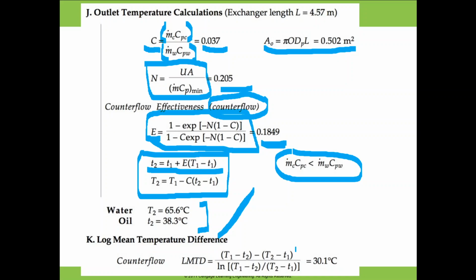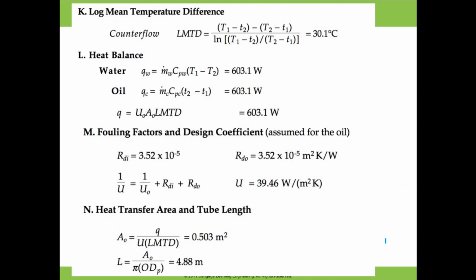Now we want to make the heat balance. For the heat balance we need to calculate the log mean temperature difference. So for the log mean temperature difference, we can use the formula for the counterflow arrangement, which comes out to be 30.1 degrees Celsius. Okay, so now we have the log mean temperature difference.